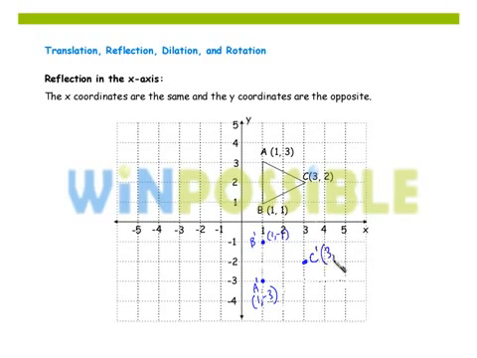So by doing it that way, keeping the x-coordinates the same and using the opposite of the y-coordinates, we'll be able to plot the reflection of triangle ABC, which is triangle A prime, B prime, C prime, in the x-axis.